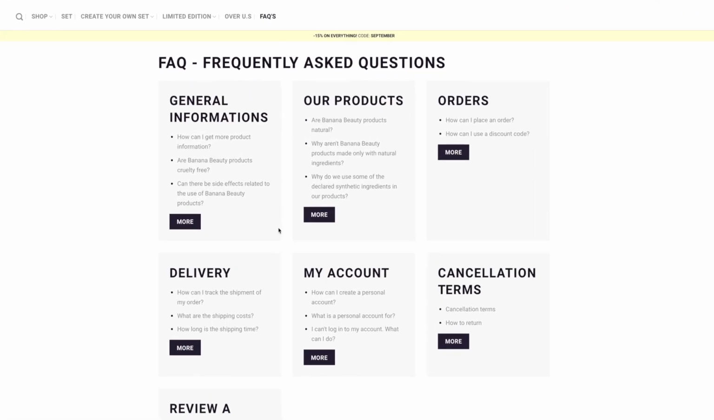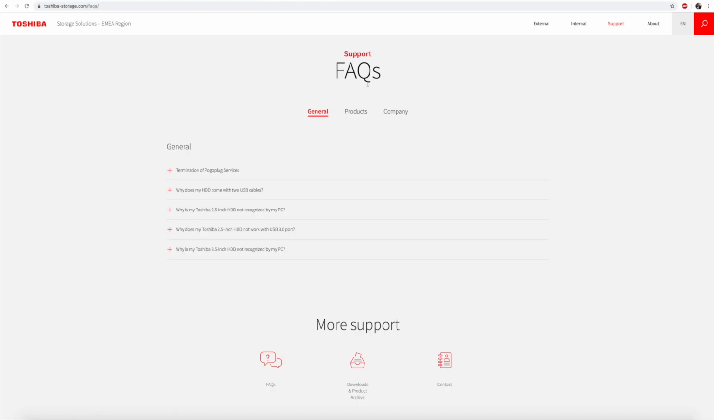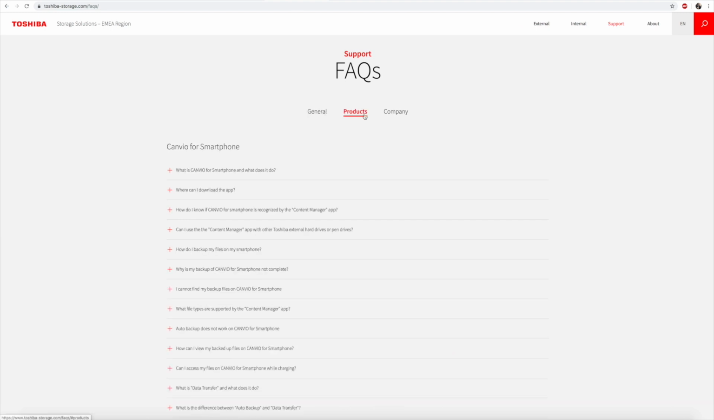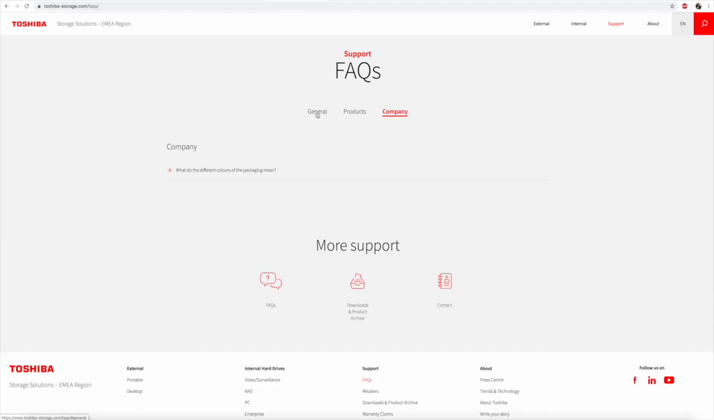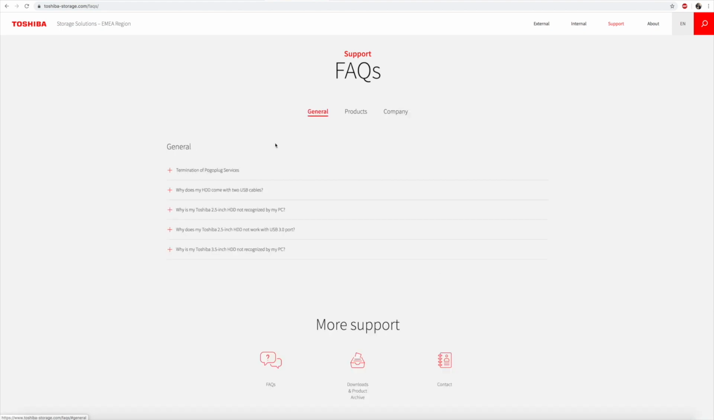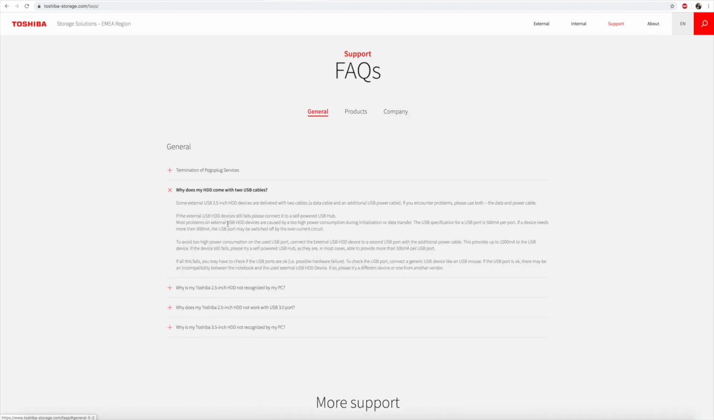Each block of questions is inserted in a grey rectangle and is represented by the title of the category, some questions and a button that leads the user to the page that contains all the frequently asked questions of that specific category. In the storage page of Toshiba, under the title Frequent Questions, we find three categories: General Appearances, Products and Company. And by clicking on these categories, I can see the questions related to the category that I selected below.